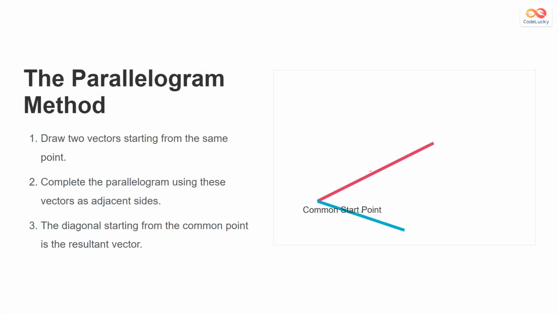One of the most intuitive ways to add two vectors is the parallelogram method. The process is straightforward. First, you draw both vectors starting from the exact same point. Then, you sketch out a parallelogram using these two vectors as its sides. The final answer, the resultant, is simply the diagonal of that parallelogram, starting from the same common point.